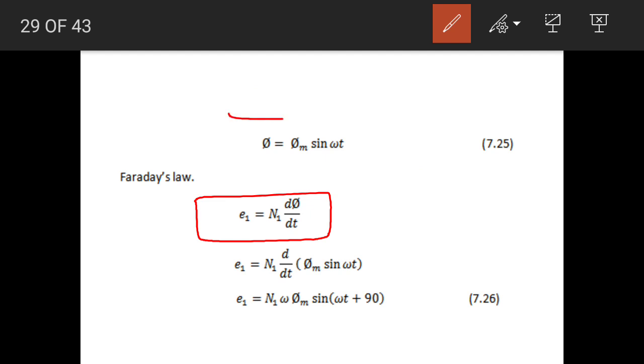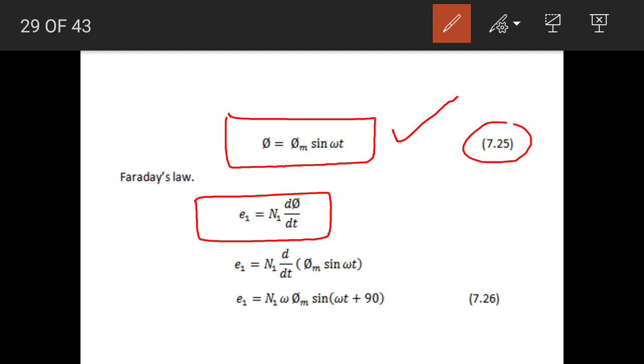The magnetic flux is generated by the current in the primary winding, and the current in the primary winding varies sinusoidally with respect to time. So definitely the nature of the magnetic flux will depend upon the nature of the primary current. As the primary current varies sinusoidally with respect to time, this magnetic flux will vary sinusoidally with respect to time. So this is the instantaneous equation for the magnetic flux which circulates either in the clockwise direction or in the counterclockwise direction in the core of the transformer.